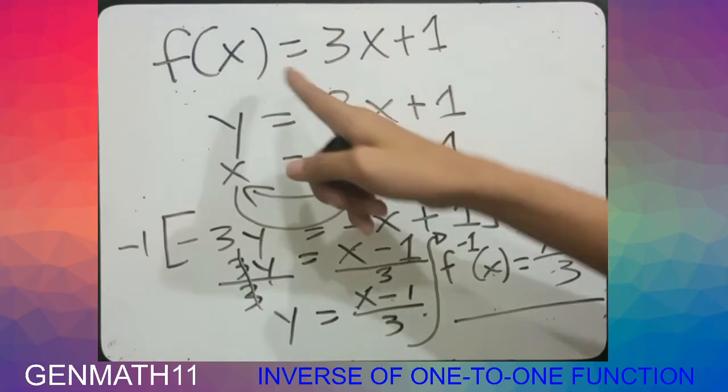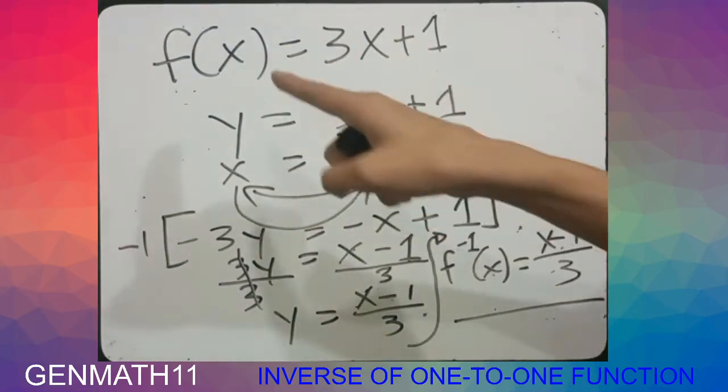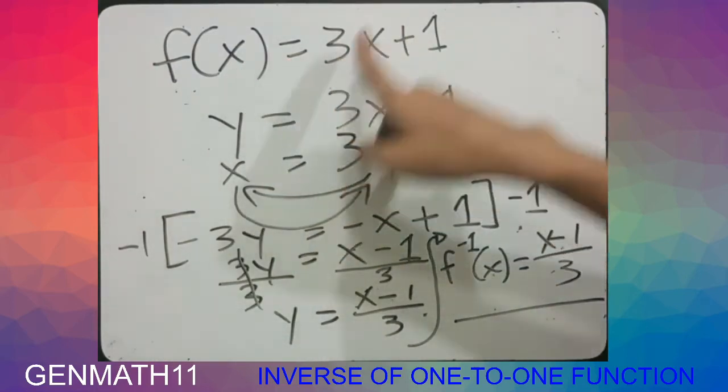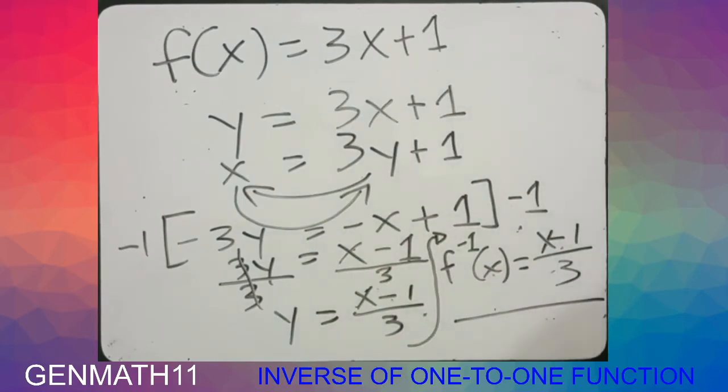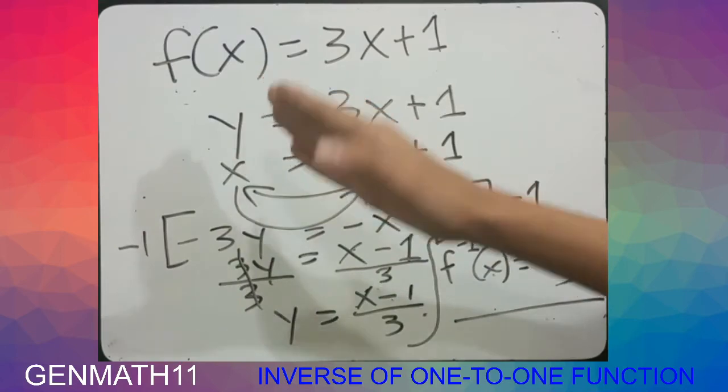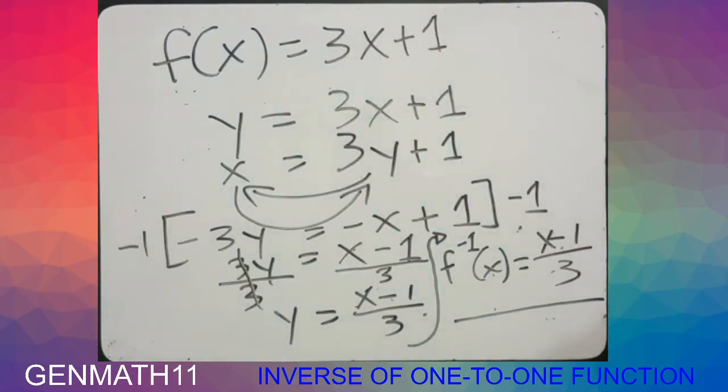Which is, si f of x is equals to 3x plus 1. Kung i-graph natin si f of x is equals to 3x plus 1, it is a linear function. Naipakita ko na sa inyo sa previous video yung graph ng ating f of x is equals to 3x plus 1. Nag-intersect lang siya ng iisang beses sa horizontal and vertical line test. So, it is a 1-to-1 function, kaya meron siyang inverse of 1-to-1 function.